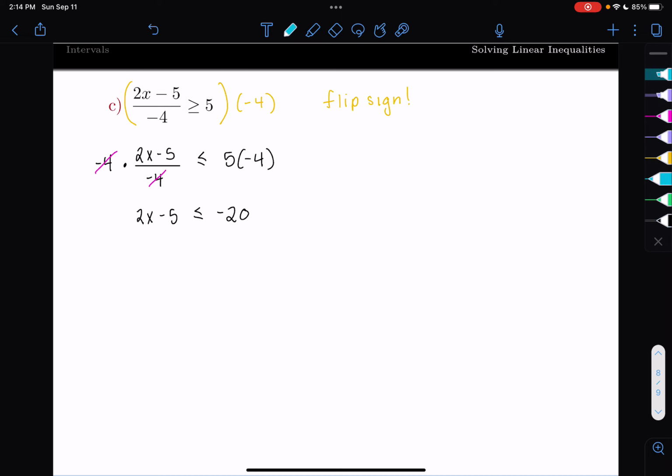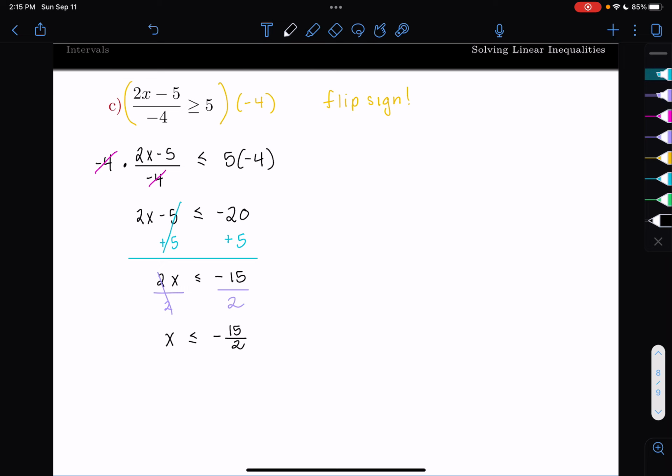So I need to get my x by itself. We've got the minus 5. Let's go ahead and add it to both sides. So those two cancel. We're left with 2x and negative 15. One last step, we go ahead and divide by 2 so it cancels, but that means we've got to divide by 2 over here as well. And so this leaves us with x is less than or equal to negative 15 over 2.